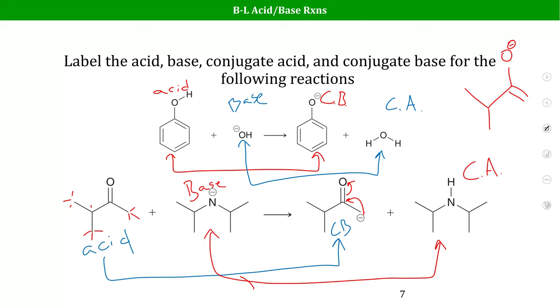So this wouldn't work in water. If you do this in water, it's going to immediately pull a hydrogen from water because water is a better acid. Gotcha. In fact, if you did this with any water, it would probably bypass the step entirely. You just get the nitrogen pulling a hydrogen off of the water to make hydroxide.